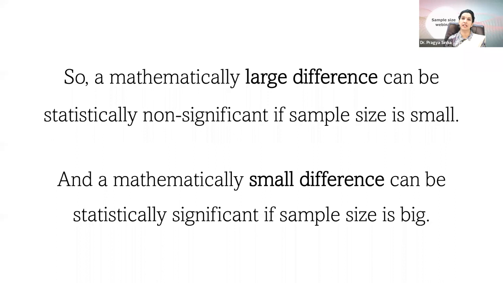So a mathematically large difference can be statistically non-significant if the sample size is small, and a mathematically very small difference, like in this case the 2 millimeter of mercury difference, can be statistically significant if the sample size is big. You can see there was a difference of 10 times the sample size. In the first scenario, we took only 20 patients, 10 in each arm. In the second case, we took 200 patients, 100 in each arm. So we have increased the sample size by 10 times.